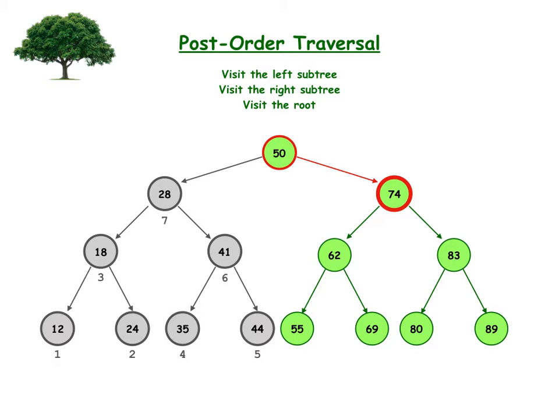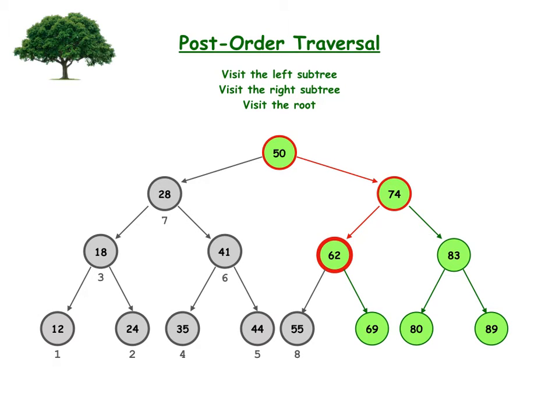So now we're at 74. Before we can do anything at 74, we must visit 74's left and right subtrees first. So let's start with the left. Likewise with 62, we must visit the left and right subtrees first. So let's go to the left. 55. 55 has no left and right subtree. So now all that's left is to visit 55 itself.